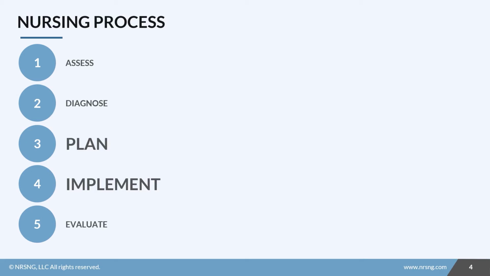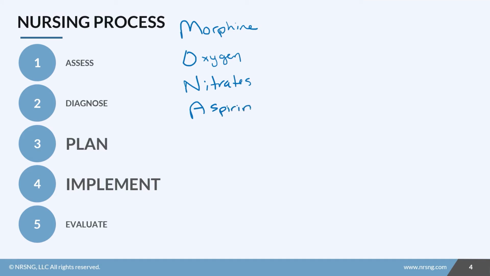our plan and implement. So what are the main interventions for angina, and at what point do you need to call the doctor? So the mnemonic that we use is MONA. Okay, MONA, this is the most common interventions for angina and chest pain. This stands for morphine, oxygen, nitrates, and aspirin. Okay. Now, this is not the order that we give them in. It's just the way to remember them.